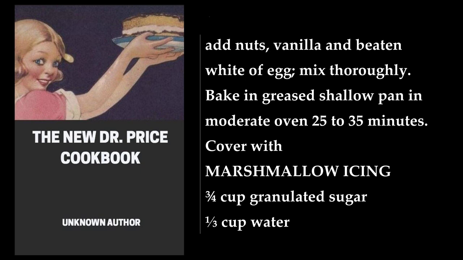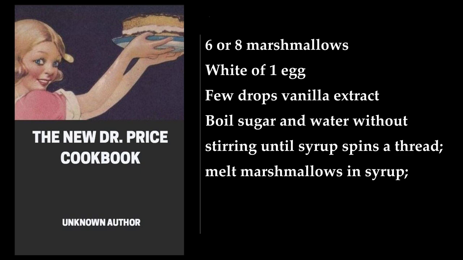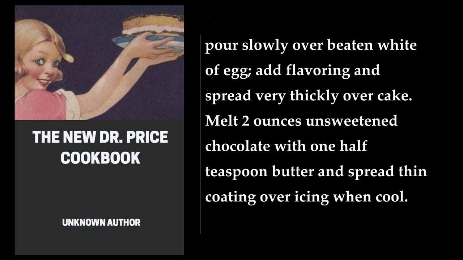Cover with marshmallow icing. 3/4 cup granulated sugar. 1/3 cup water. 6 or 8 marshmallows. White of 1 egg. Few drops vanilla extract. Boil sugar and water without stirring until syrup spins a thread, melt marshmallows in syrup. Pour slowly over beaten white of egg, add flavoring and spread very thickly over cake. Melt 2 ounces unsweetened chocolate with 1/2 teaspoon butter and spread thin coating over icing when cool.